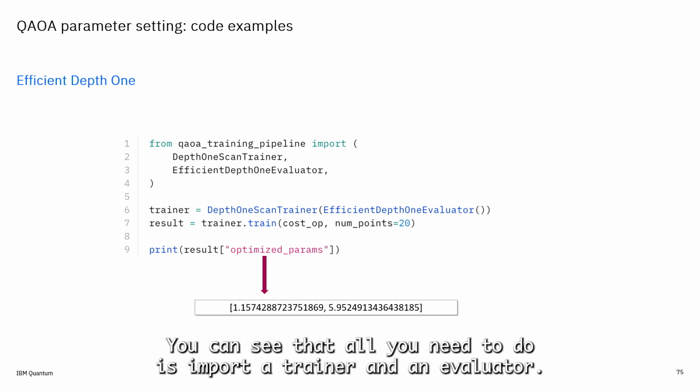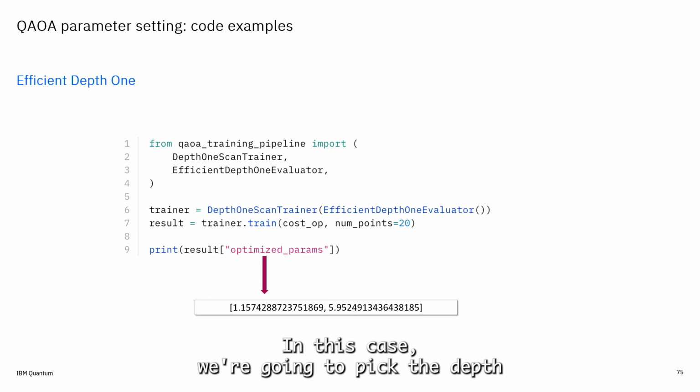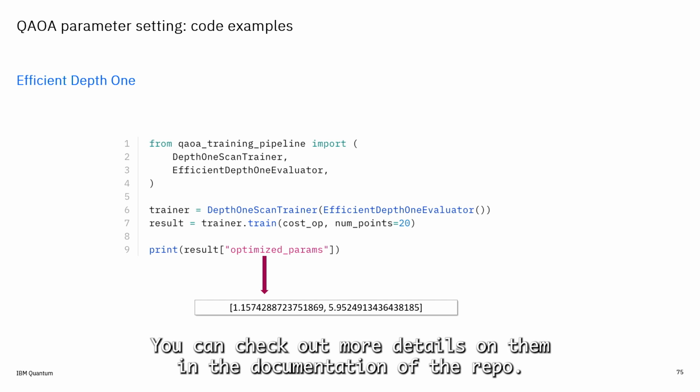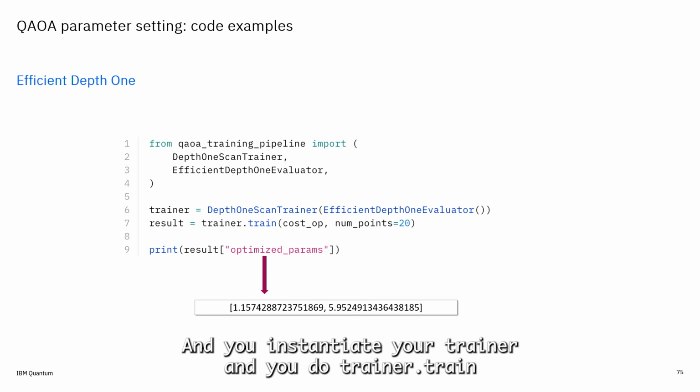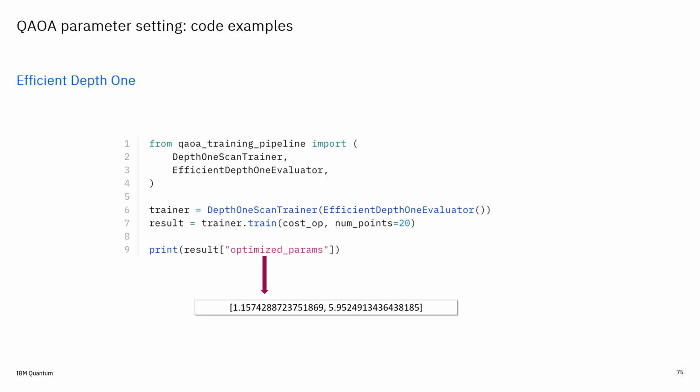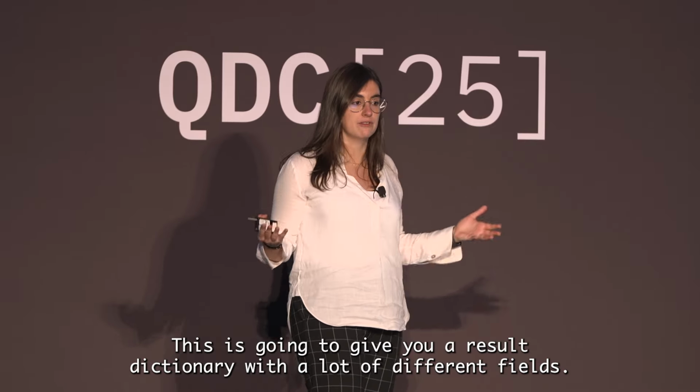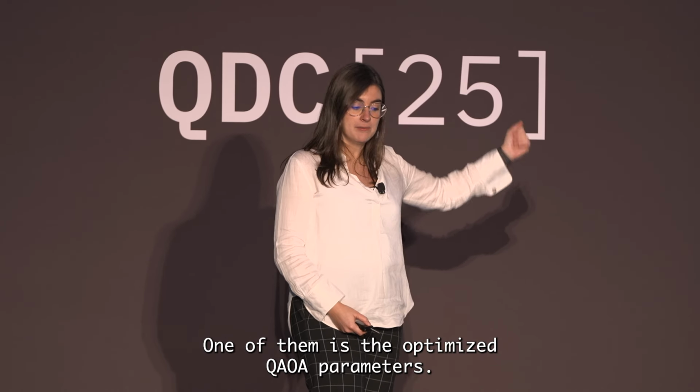You can see that all you need to do is import a trainer and an evaluator. In this case, we're going to pick the depth 1 scan trainer as well as the efficient depth 1 evaluator. You can check out more details on them in the documentation of the repo. And you instantiate your trainer, and you do trainer.train. This is going to give you a result, a dictionary with a lot of different fields. One of them is the optimized QAOA parameters.